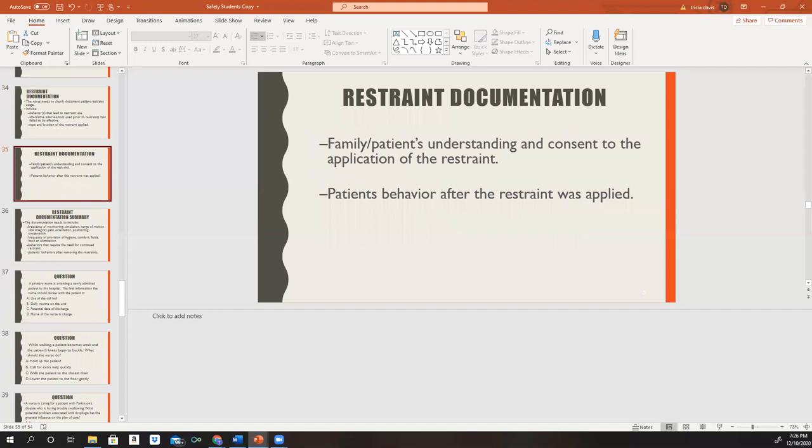You want families and patients to understand and consent to the application of restraints. So you want to be very thoughtful about how you tell a patient's loved one, husband or wife, son, daughter, that the patient has to go in restraints. You want to speak to them kindly.